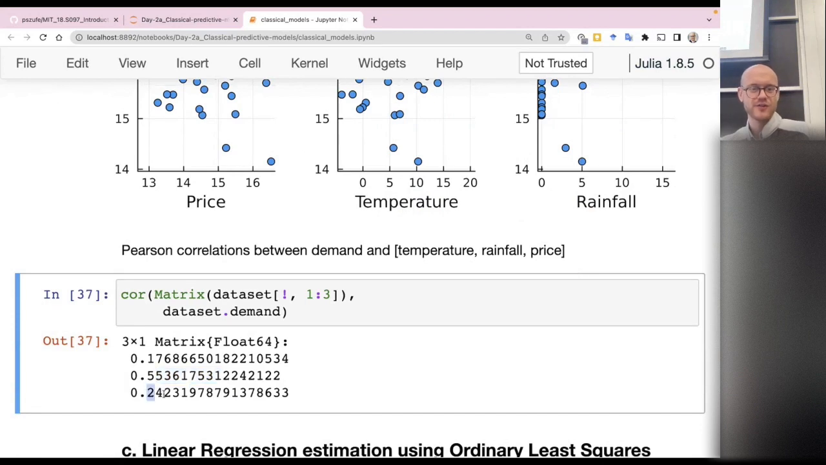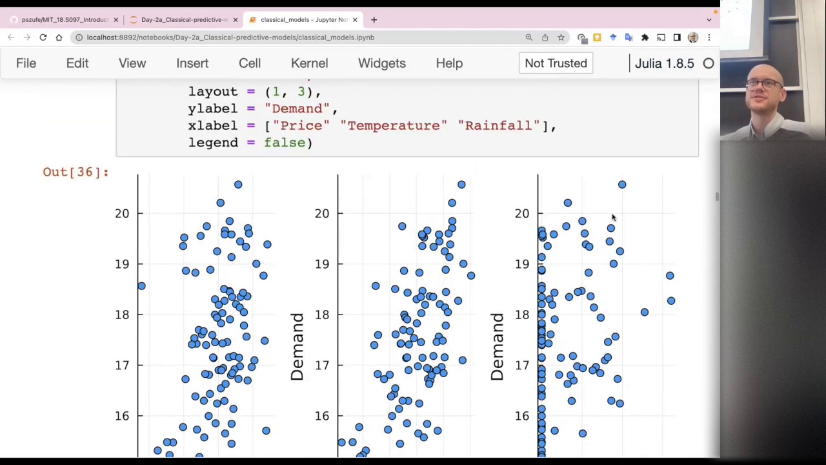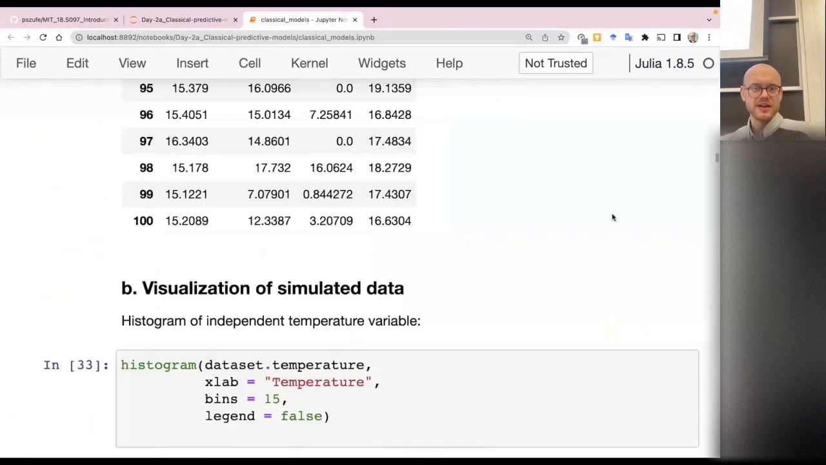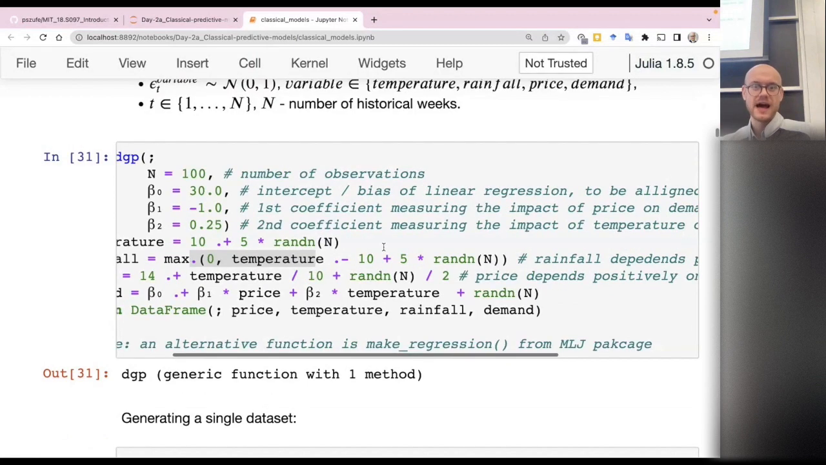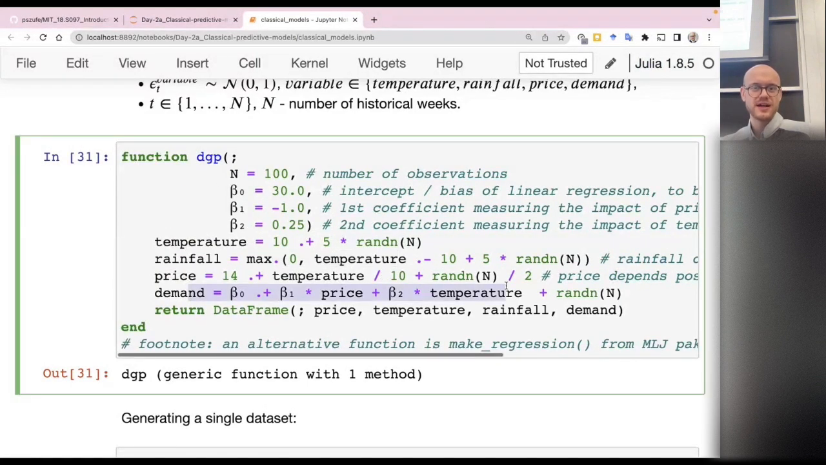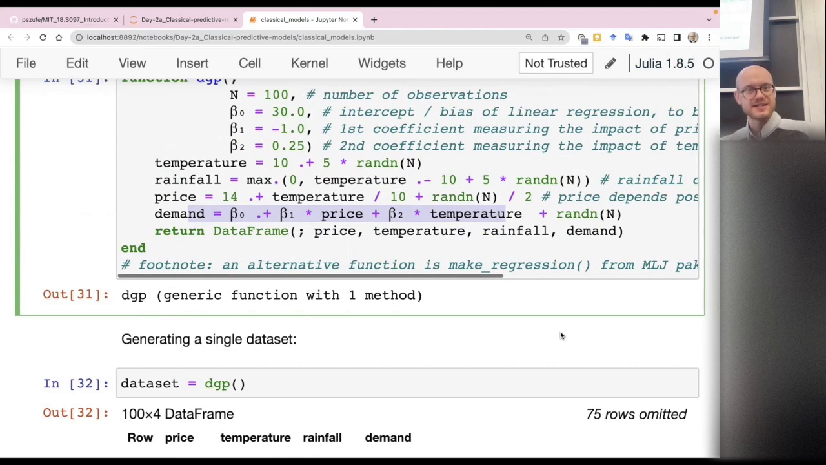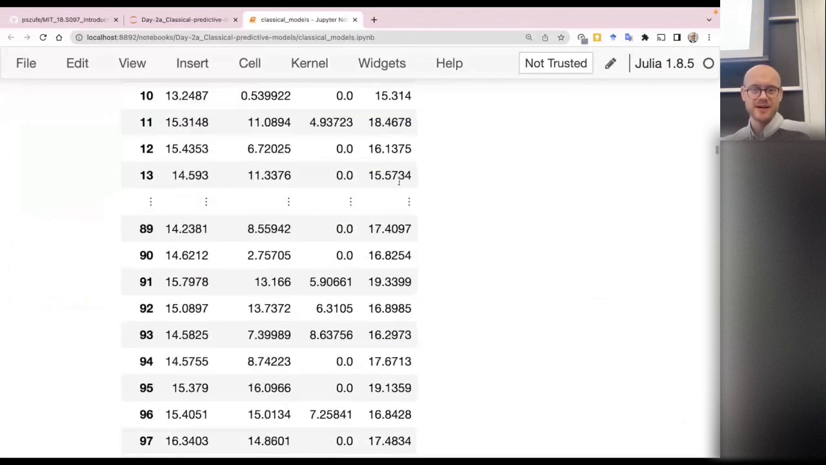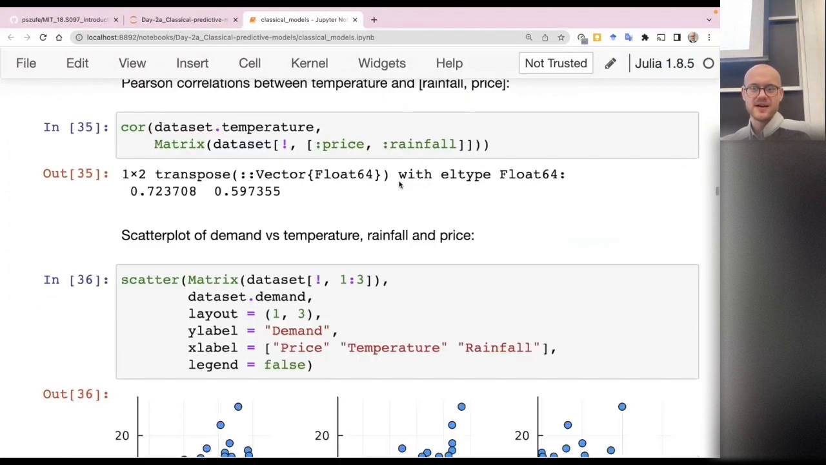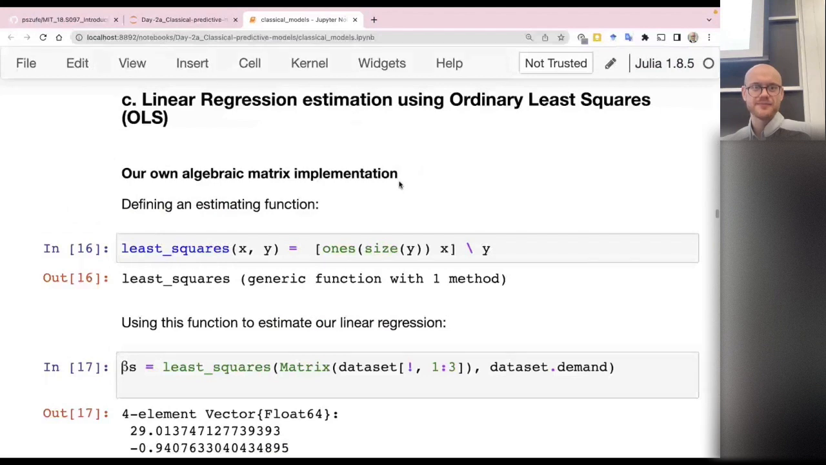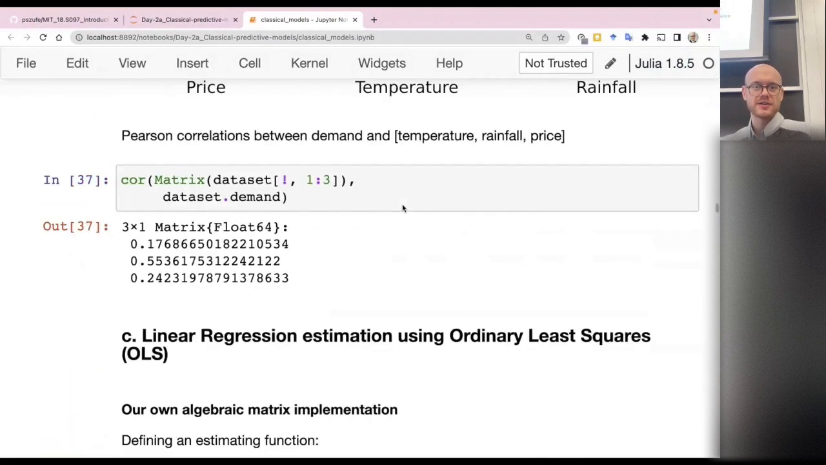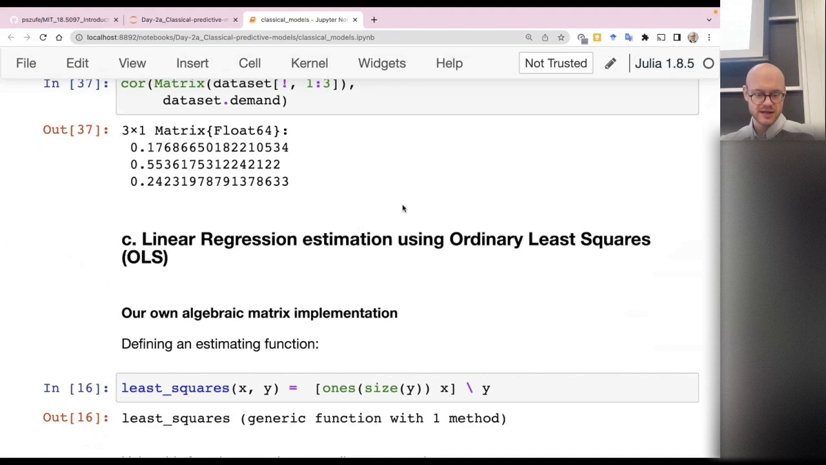The correlation also confirms it partially, with 24, which might be a little bit strange because in our equation rainfall was not impacting anything. In the demand equation, it was only price and temperature impacting demand, not rainfall. But we still see this relationship because rainfall is related to temperature and temperature impacts demand. So this is the reason why we see this effect. Okay, so now let's start the actual estimation.